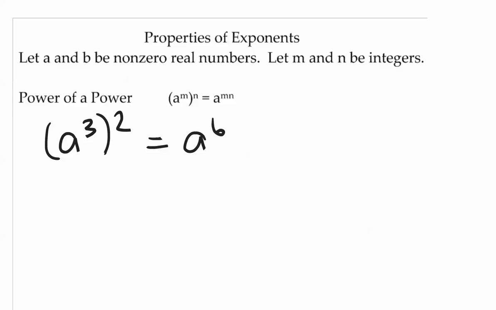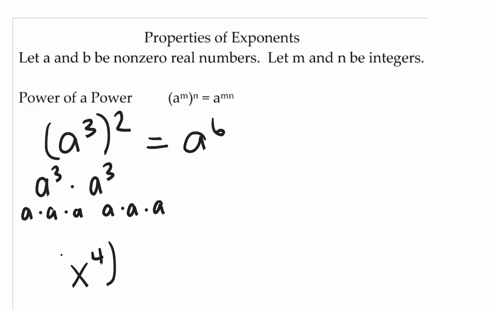The reason it works is this is a cubed times a cubed. Again, 3 plus 3 also gives us a to the 6th. And if I go as far as to write it longhand, you can see that I have 6 a's multiplied together. Okay. An example of this would be x to the 4th squared. We would multiply the 4 times 2 to get x to the 8th.